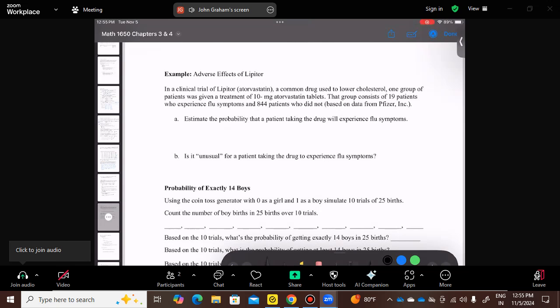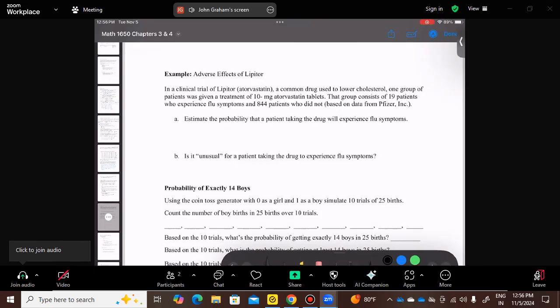Alright, in a clinical trial of Lipitor, a common drug used to lower cholesterol, one group of patients was given a treatment of 10 milligram tablets. That group consists of 19 patients who experienced flu symptoms and 144 patients who did not. Estimate the probability that a patient taking the drug will experience flu symptoms.